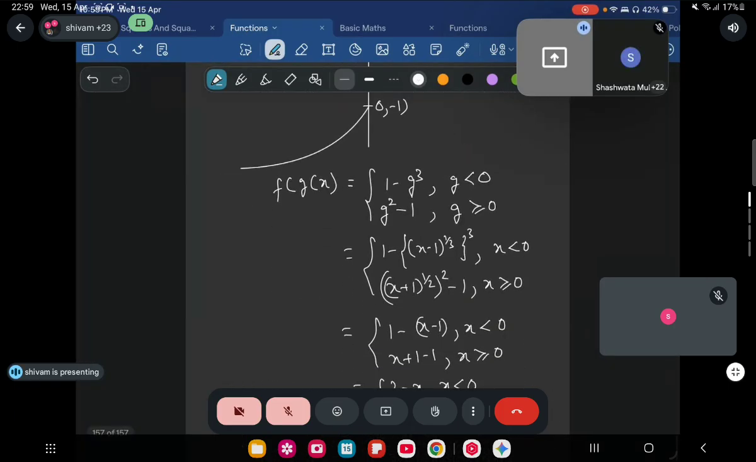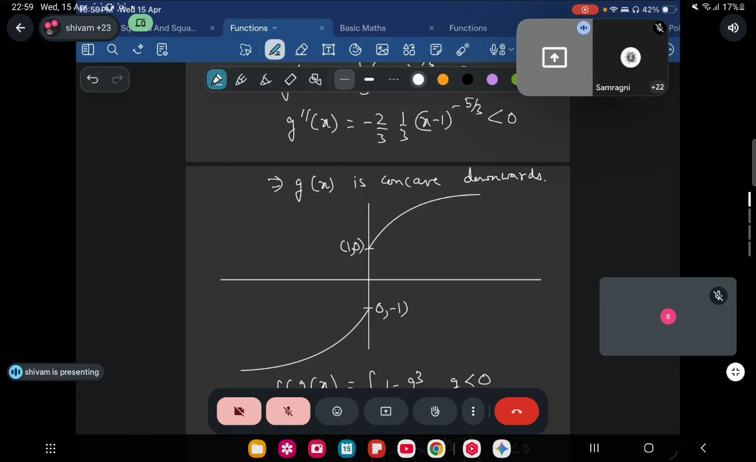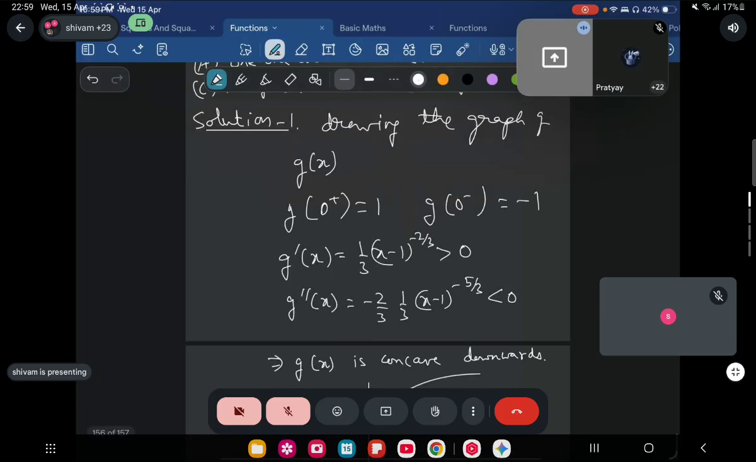Yes, tell me, others have understood. Shania, is it clear? Number 1. Yes, sir. Okay. Tell me, Samragni, Shrita, Shreyasi, did you understand number 1? Tell me. Yes, sir. Okay. Ronak, Ritam, did you understand? Protoy, did you understand? Yes, sir. Okay.